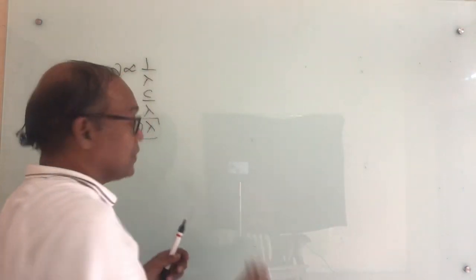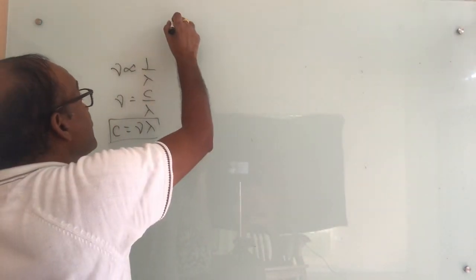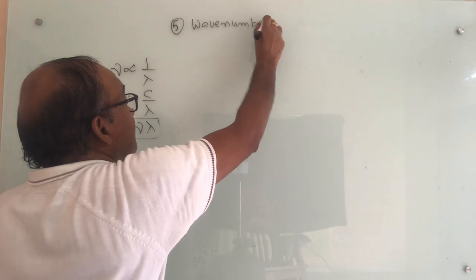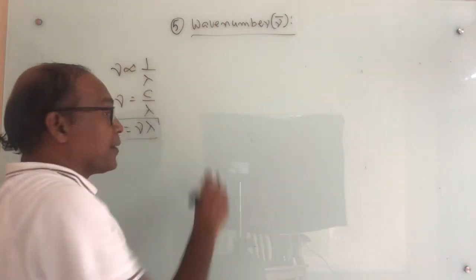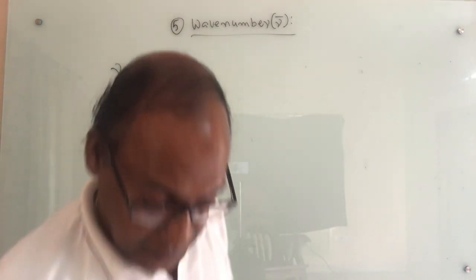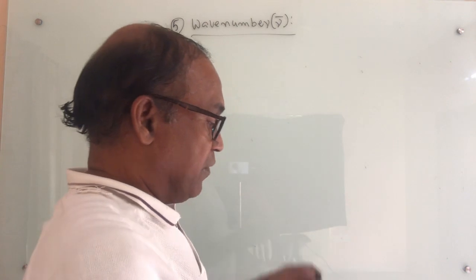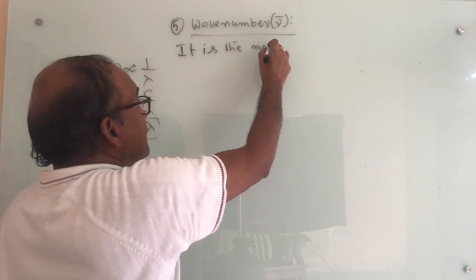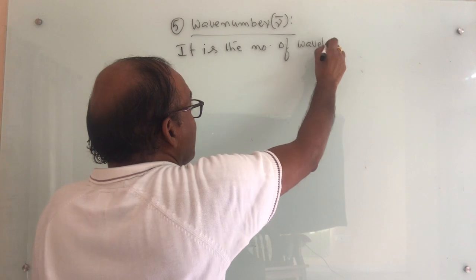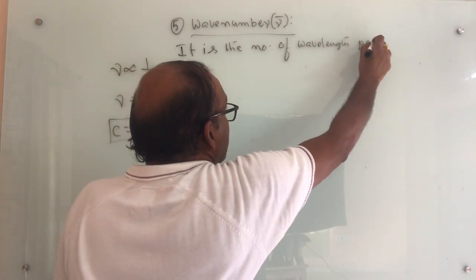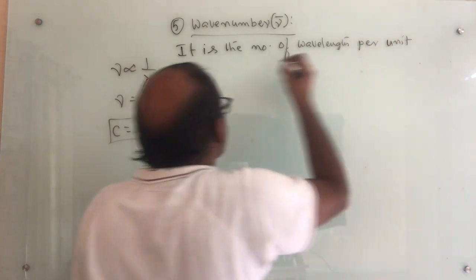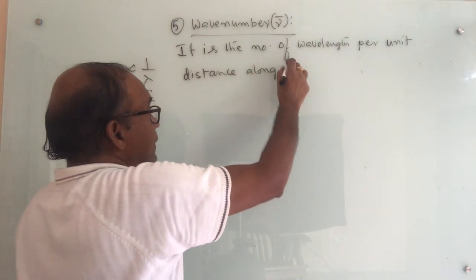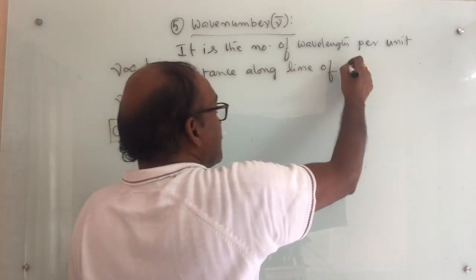Next is the wave number, nu bar. It is the number of wavelengths per unit distance along the line of propagation.